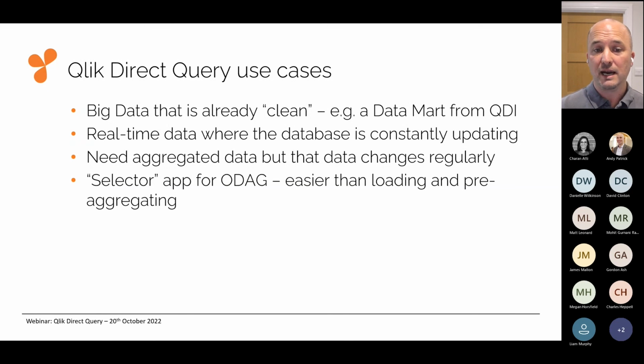Or you need aggregated data, but that changes regularly. Typically with a Qlik Sense app, yeah, you might have an extract, a transform and a front end, but actually processing and aggregating that is quite time consuming, especially if you're doing it across the full data set every time. And if you've got regular changes in there through the day, that can become an onerous process. But Snowflake or whatever platform might be able to process that for you more quickly, especially if you're aggregating it up. And here, using it as a selector app, as we use for on-demand app generation.